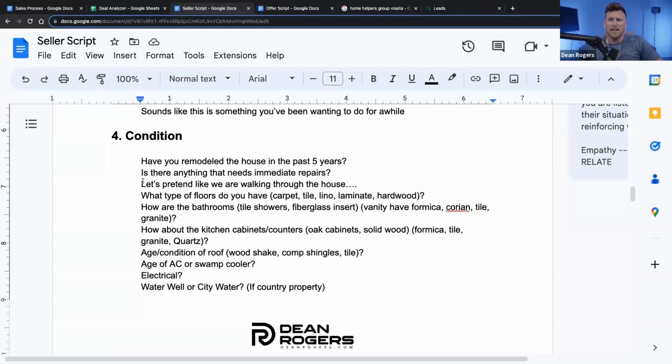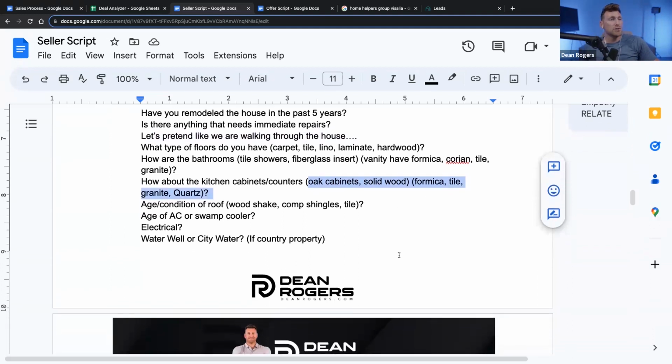And then, all right, let's pretend like we're walking through the house. What type of floors you have, bathrooms, kitchen cabinets, and give examples. Prompt them with examples. What are the actual possible answers? And you're going to get some good information. And then you're going to be able to react to those things. Oh, okay.